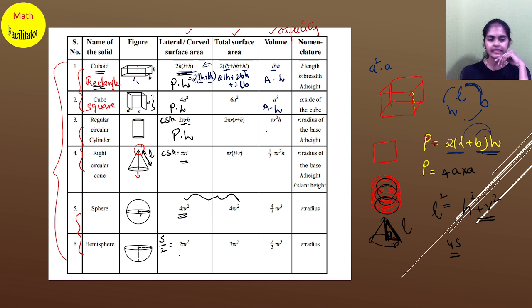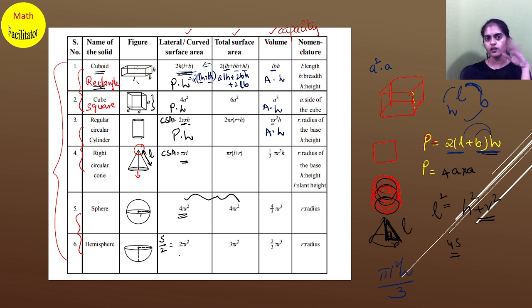Here, area of a circle. Here, see the base is a circle, isn't it? So area of a circle into h. Area of a circle is pi r square into h. Here, now for a cone, it is 1/3 of the volume of a cylinder. So the volume of a cylinder is area of circle into h. So pi r square into h. So if you divide this by 3, you will get the volume of a cone.